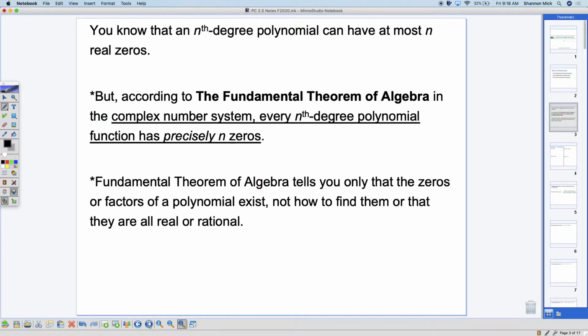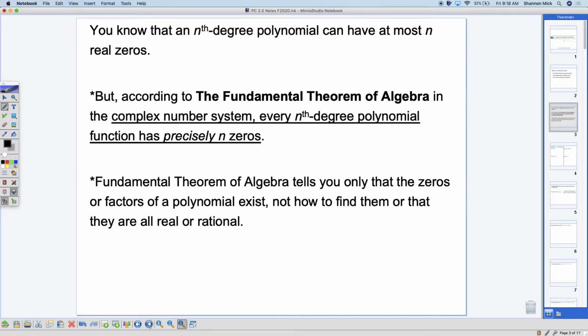So we're going to be finding zeros. The fundamental theorem of algebra says under the complex number system, every nth degree polynomial function has precisely n zeros. We just said that. So I would only write the underlined words and nothing else, okay? The fundamental theorem of algebra tells you only that the zeros exist, not if they're real, not if they're rational. All it does is tell you they exist.